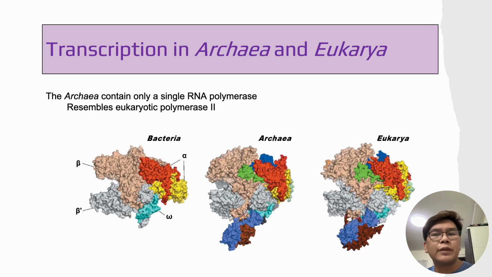In transcription, archaea contain only a single RNA polymerase, which resembles a eukaryotic polymerase II. This is very different with bacterial polymerase, which is a multi-subunit enzyme composed of 5 subunits, including 2 alpha subunits, a beta, beta prime, and an omega subunit. These 5 subunits form the RNA polymerase core enzyme responsible for RNA synthesis using DNA as a template and ribonucleotide as a substrate.